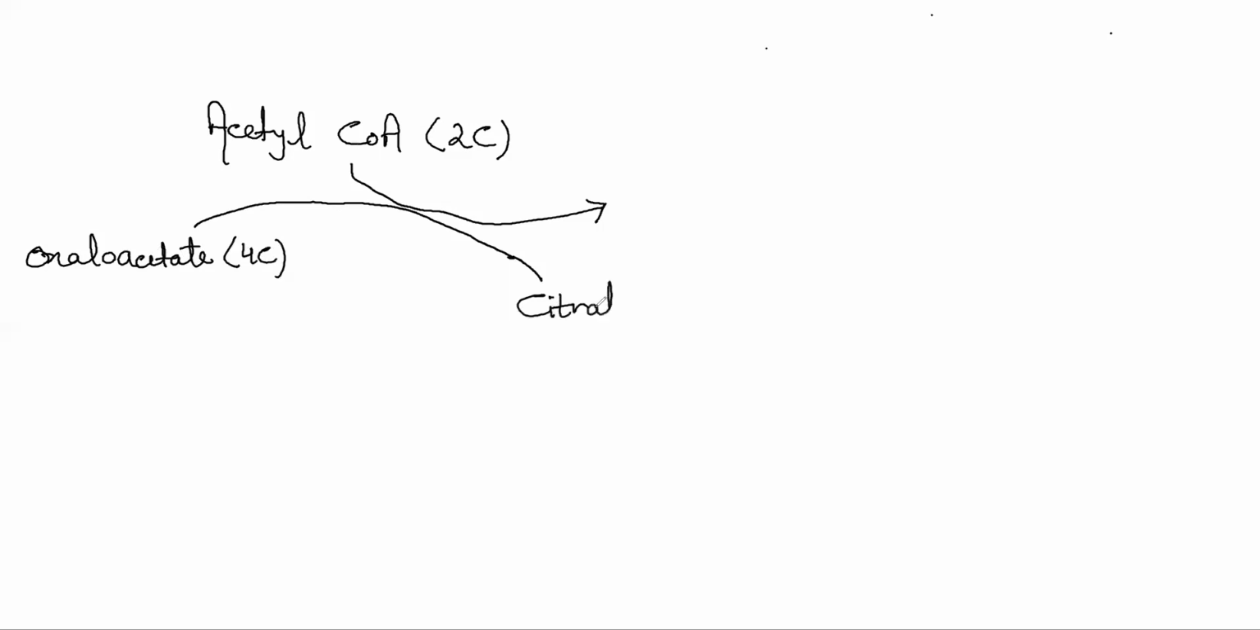The very first product formed in the cycle, that is citrate, and this is a six carbon compound. Why is it a six carbon compound? Because oxaloacetate is a four carbon compound which is combined with this acetyl coenzyme A, which is a two carbon molecule or a two carbon compound. Okay. Now a citrate is formed over there.